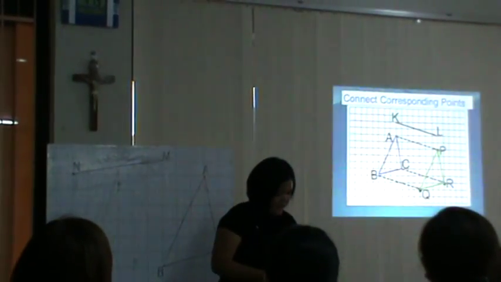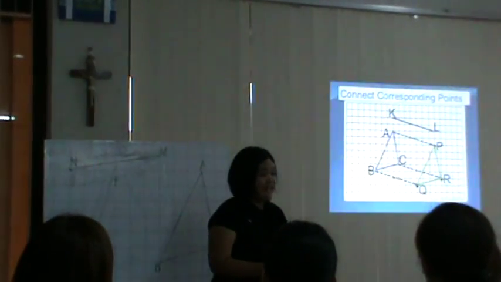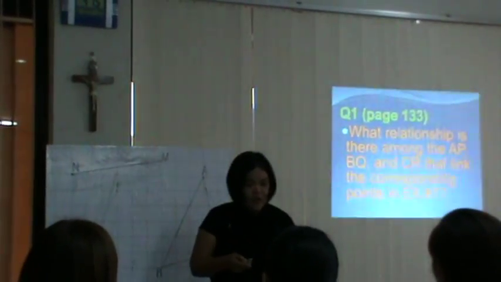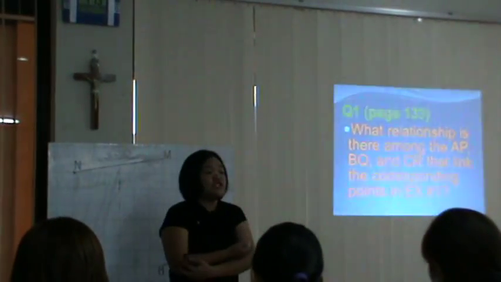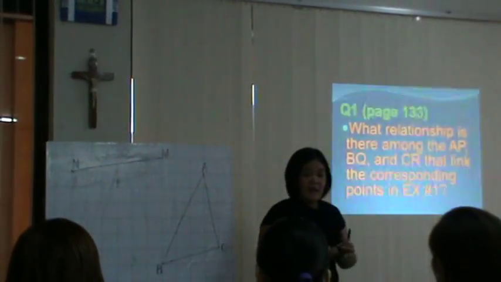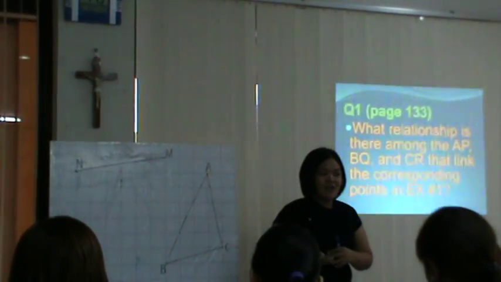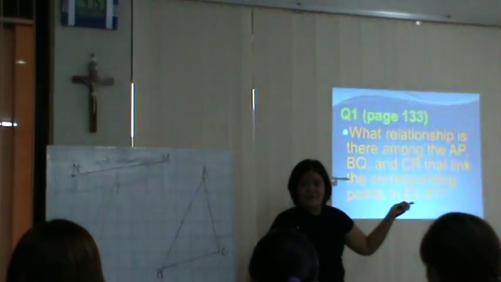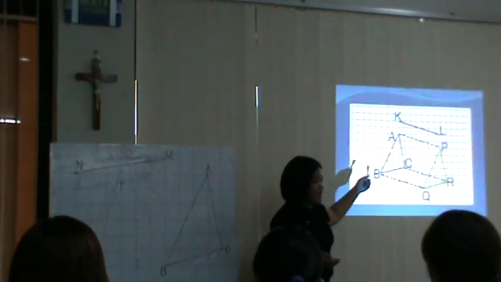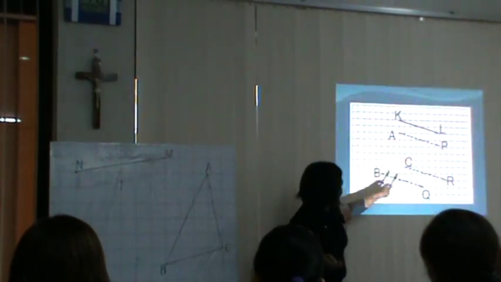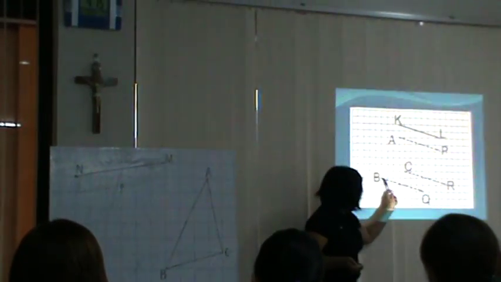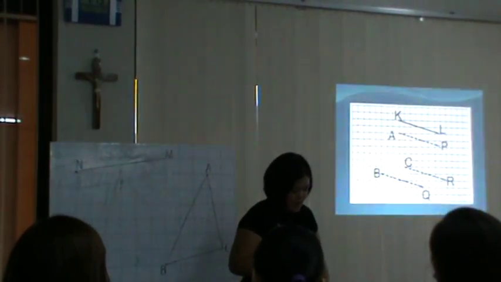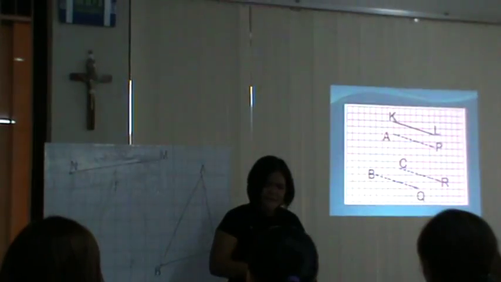Okay, and keeping in mind the same distance and the same direction. So there's a question in your book that says, what relationship is there among AP, BQ, and CR that link the corresponding points in example number 1? What are these AP, BQ, and CR? So let's go back to our illustration. If we remove the two triangles, here they are, the AP, the BQ, and the CR. And the question is asking us, what is their relationship? What do you think?